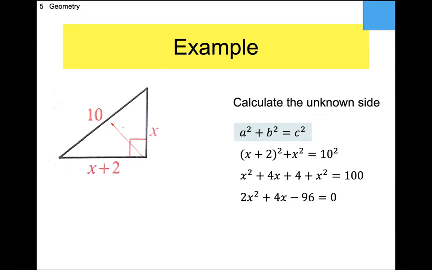And if you subtract the 100 to the other side, 4 minus 100 will be negative 96. Look, they're all divisible by 2. So divide everything by 2. So we get x squared plus 2x minus 48. All right, now we're in more familiar territory. Two numbers multiplied to negative 48, they add to 2.